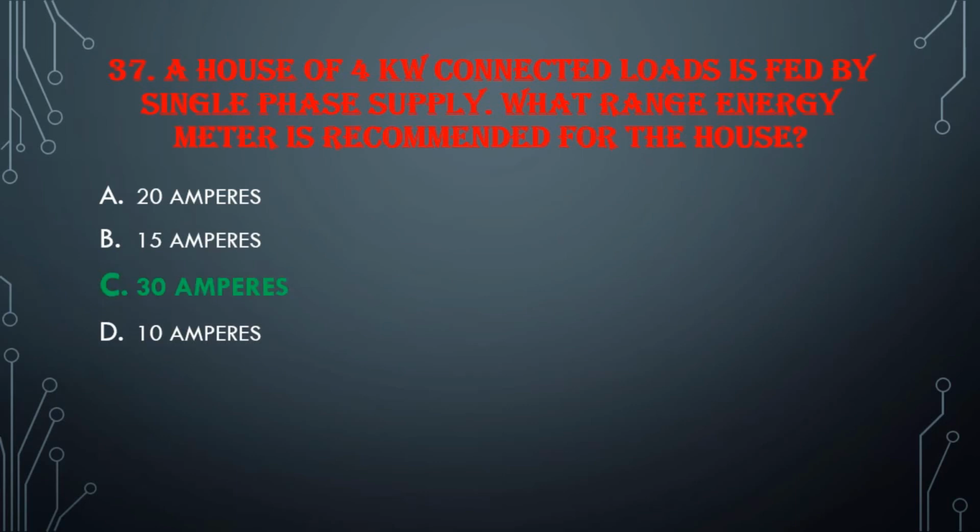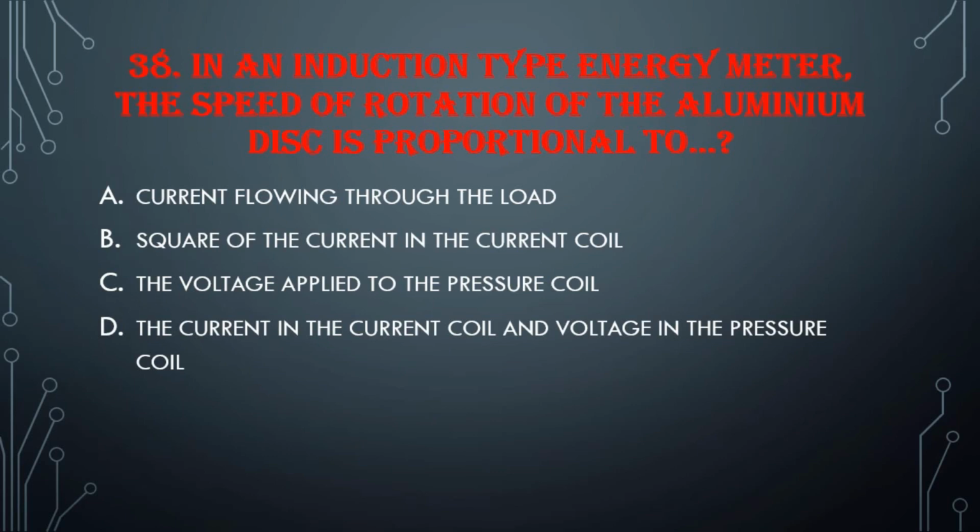The correct answer for this question, my friends, is C, 30 amperes. The next question for you all, my friends, is that in an induction type energy meter, the speed of rotation of the aluminium disc is proportional to. The options are A, current flowing through the load, B, square of the current in the current coil, C, the voltage applied to the pressure coil, D, the current in the current coil and voltage in the pressure coil. And your time starts now.